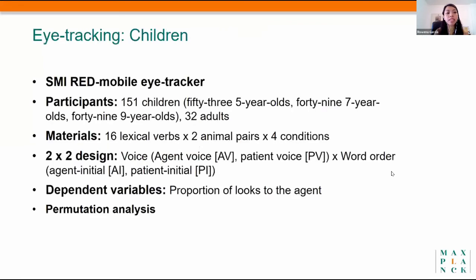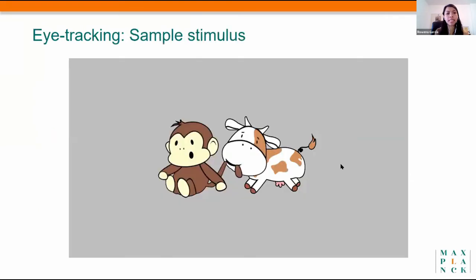So for this, we use an SMI Red-M eye tracker. We had 5-year-olds, 7-year-olds, and 9-year-olds. We also had an experiment with adults, but I will not talk about it now. Maybe you could ask me about it during the discussion. So we manipulated voice and word order, and we looked at the proportion of looks to the agent. So this is a sample.